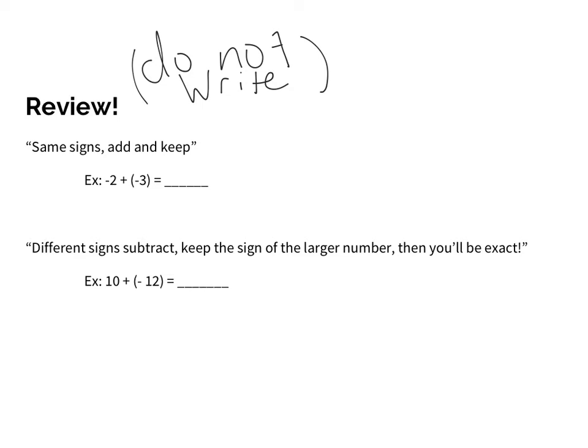Same signs, add and keep just means if it's the same sign, we add the absolute values, so 2 plus 3 is 5, and we keep the sign, they're both negative, so it's -5.